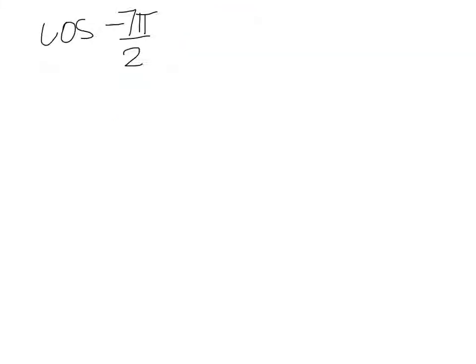Cosine of negative 7 pi over 2. So when I start with my scratch work, I'm going to take negative 7 pi over 2, and I'm going to add this time because I started with a negative and I want to get into the positives. What am I going to add? 4 pi over 2. Remember, we still want it to be equal to 2 pi, so I'm going to use 4 pi over 2 because 4 over 2 is 2. 4 pi over 2 is still 2 pi.